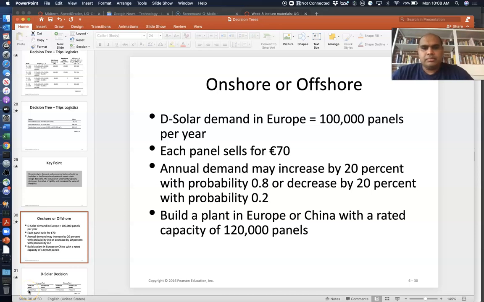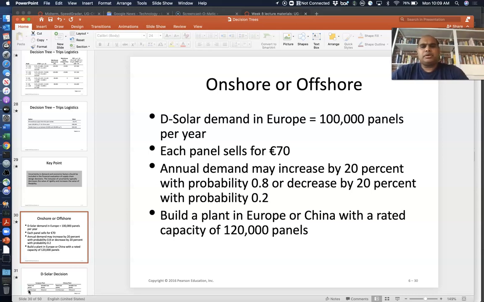Hello everybody, welcome to this video on decision trees. In this video we'll be talking about how to use decision trees to evaluate offshoring versus onshoring options. This is another example of decision trees, and decision trees can be used in many contexts, and this is one of them. The example that we'll take is from the textbook.